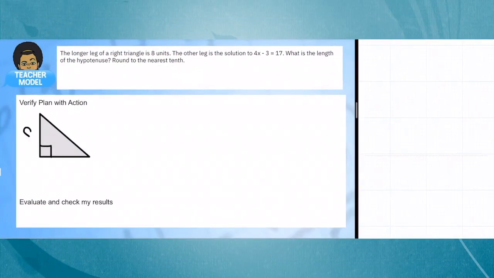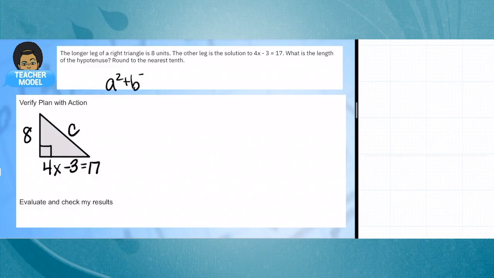All right, math marbles, I'm making a visual from our work, and I'm putting in the legs of my triangle. We don't know the length of our hypotenuse, so that's going to be c. Let's start by writing our formula: a squared plus b squared equals c squared. This one looks spicy because one of the sides is an expression, but that's okay. We know what a is. That's just going to be 8 squared.